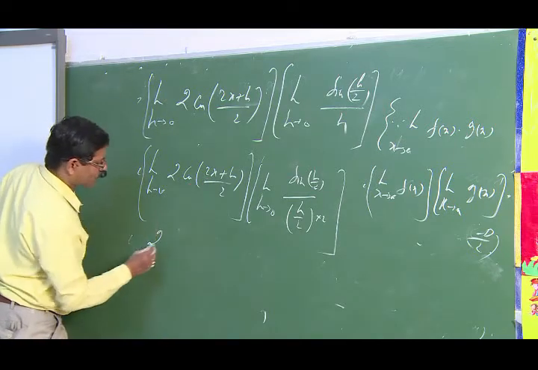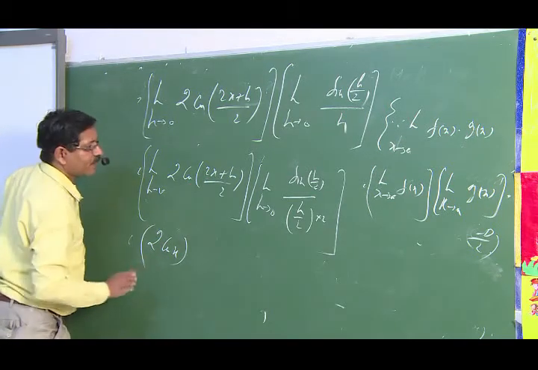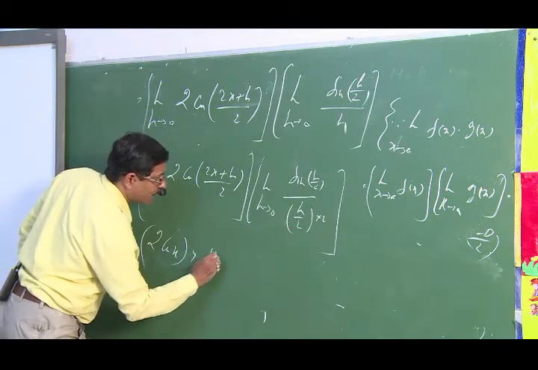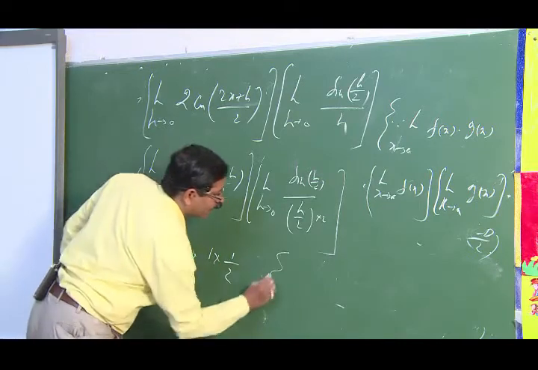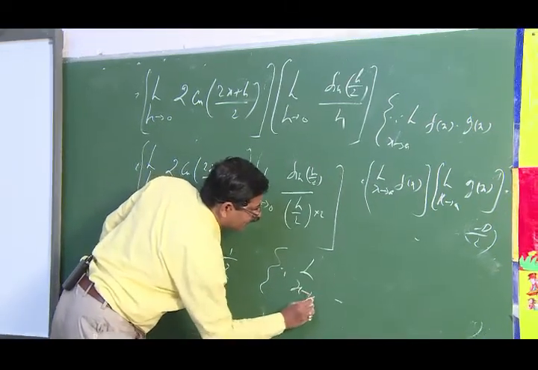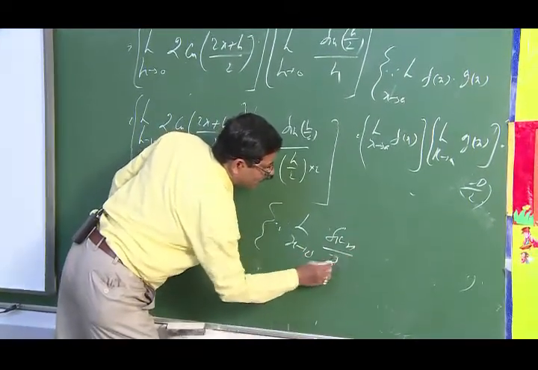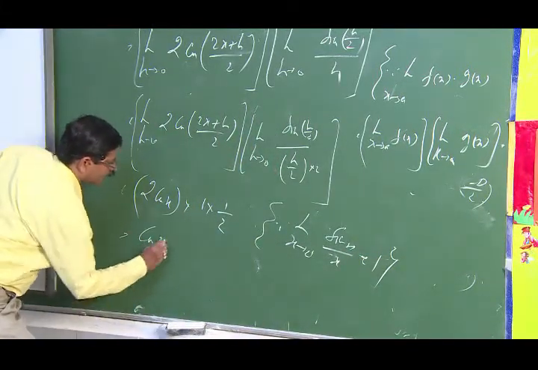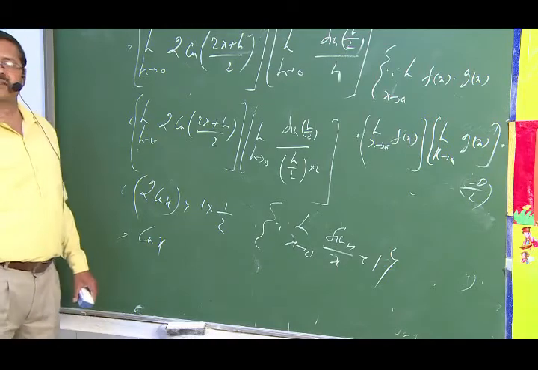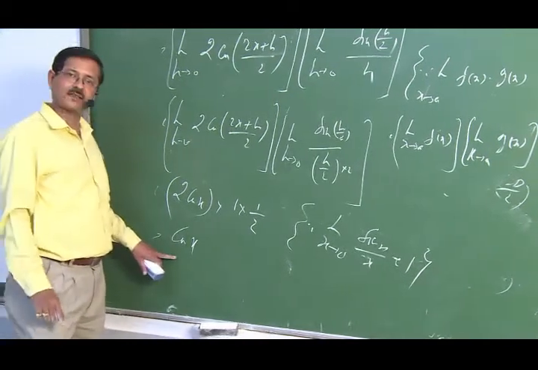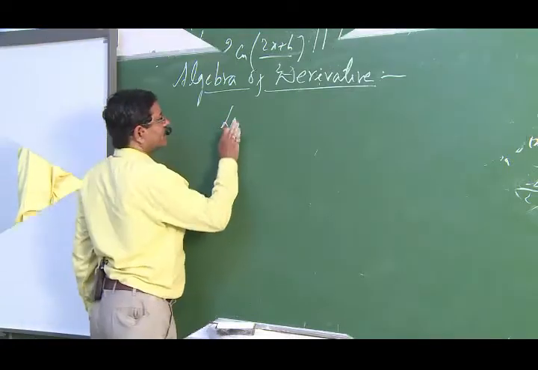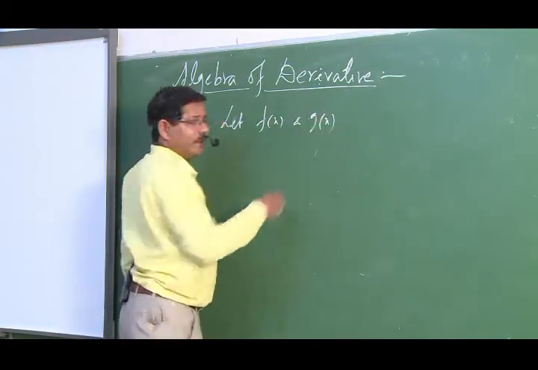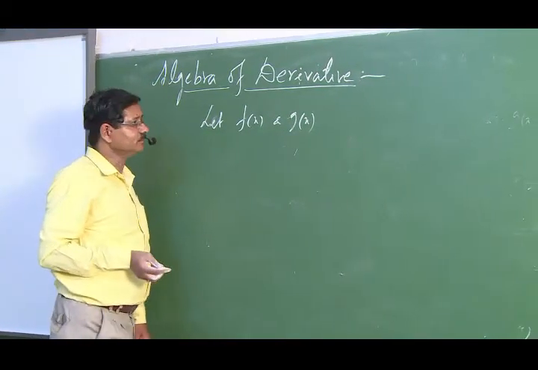This is 2 times cos x into the limit, this one. This is 1 into 1 by 2, since the limit as x tends to 0 of sine x upon x is equal to 1 here. Okay, so this is cos x. So the differential coefficient of sine x with respect to x is cos x. Got my point?